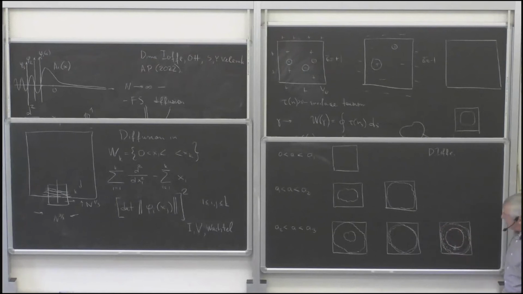And my guess is that this should be the Tracy-Widom distribution. There is an explicit procedure, but what that explicit procedure gives, this I cannot state now. I don't know. But that's all I wanted to say.